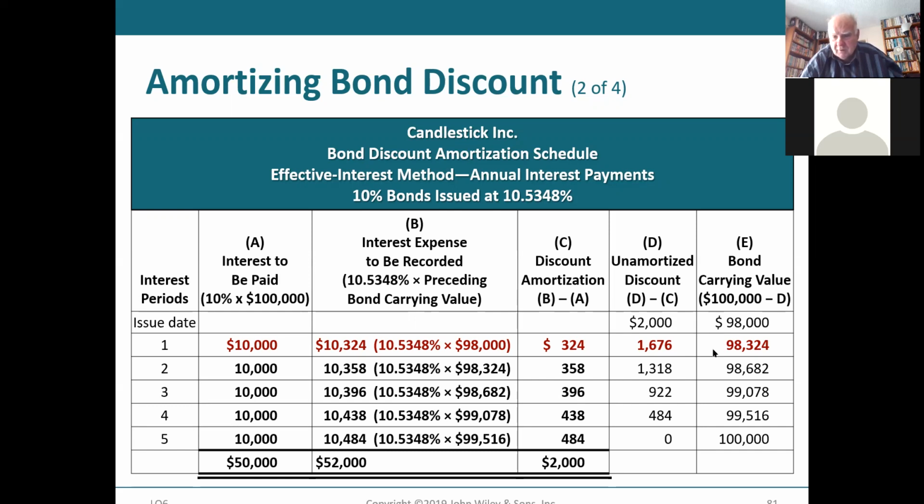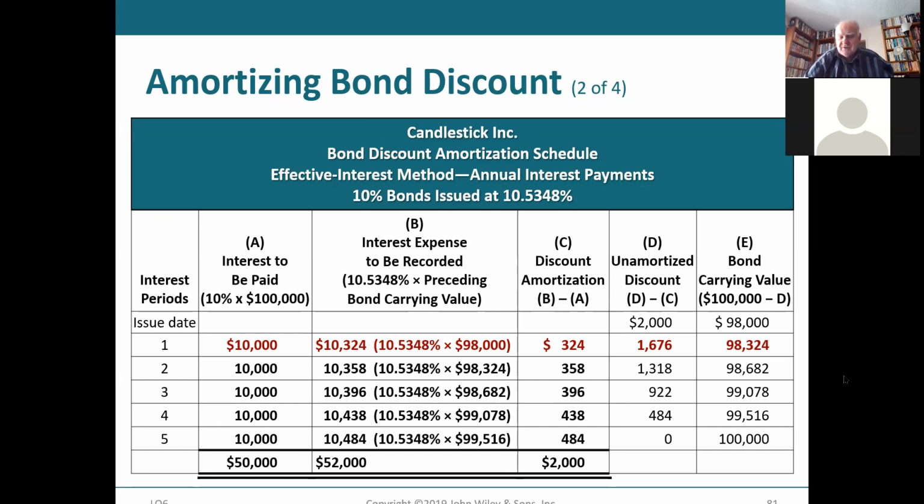Then you go to the next year, Derek. Now we're down to 98,324. We multiply that by the market rate. We get 10,396 minus the 10,000. You get 396. What you notice here, when you're talking about a maturity of a bond at a discount, the amount of interest expense goes up every year. If it was a premium, it would go down every year.